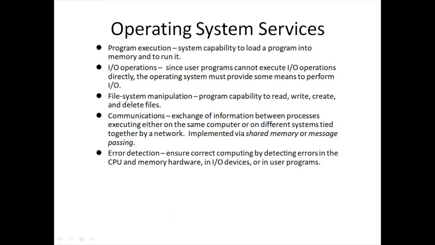In file system manipulation, programs need the capability to read, write, create, delete, or update programs or files. In communication, there is exchange of information between processes executing either on the same computer or on different systems tied together by a network. For this, we use shared memory or message passing. Error detection ensures correct computing by detecting errors in the CPU and memory hardware, in IO devices, or in user programs.